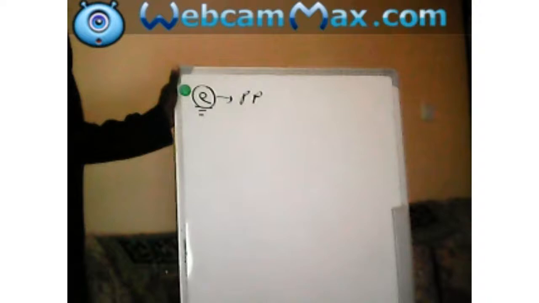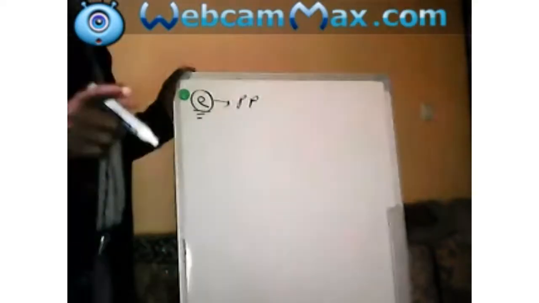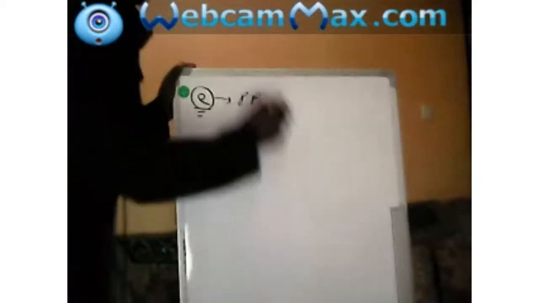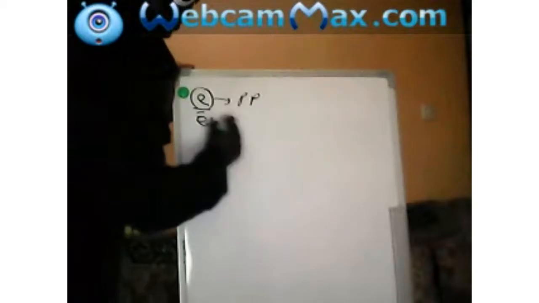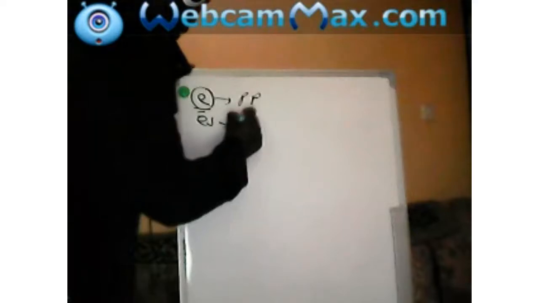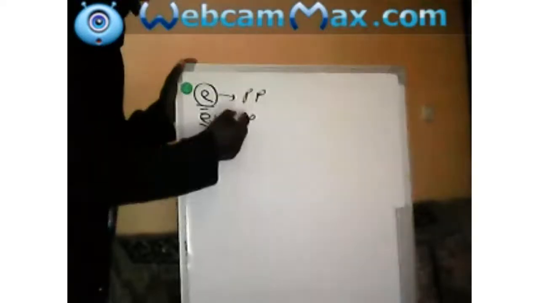If the noun, which is the subject, is feminine plural, we add ES to the past participle. If the gender of the subject is masculine plural, we add ES to the past participle. I hope you got that.